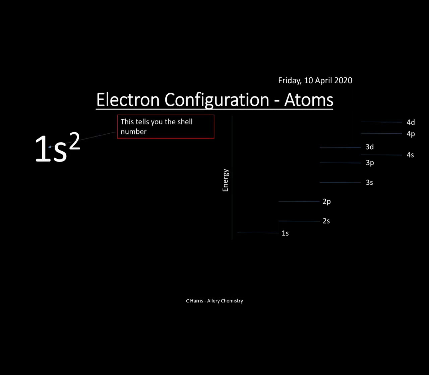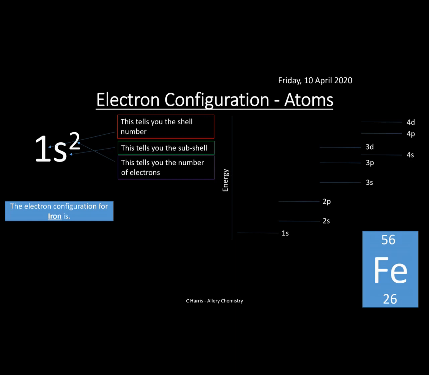So basically the 1 bit tells you the shell number, so that's the bit you would be familiar with, so that tells you, right, that's in shell 1. The next one tells you the subshell, so this is in an S subshell in this example. And 2 tells you the number of electrons in that subshell as well. So in this case, we're in shell 1, subshell S, and it has 2 electrons.